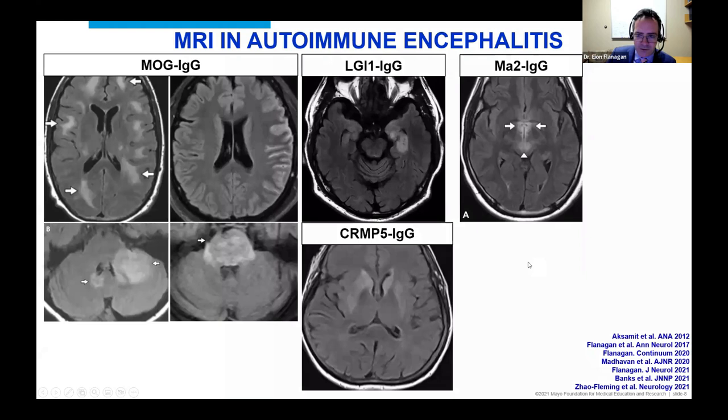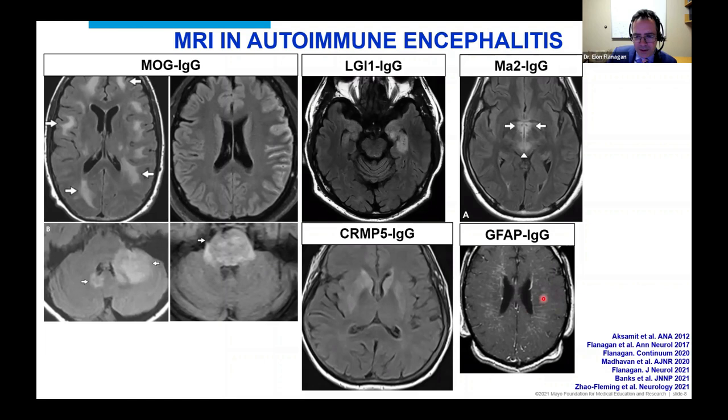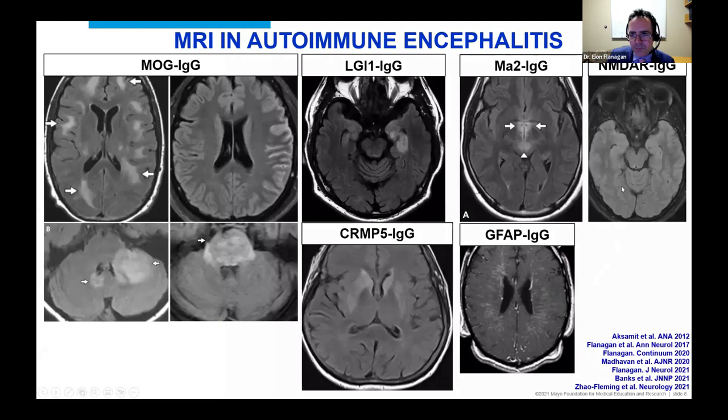There's other markers here. Sometimes we can see something called gadolinium enhancement, which is a marker of inflammation. When you go for your MRI brain, they will put in contrast, and we can sometimes see contrast enhancement like is shown here. And then other times the MRI of the brain may be completely normal.